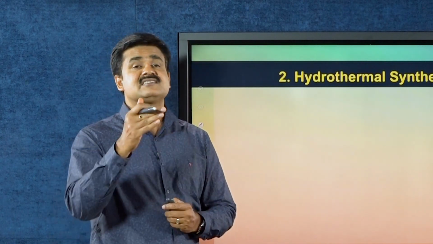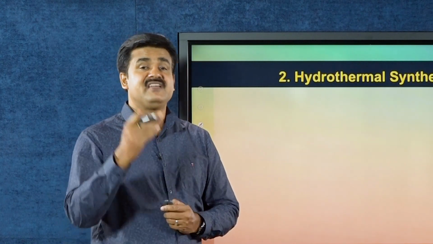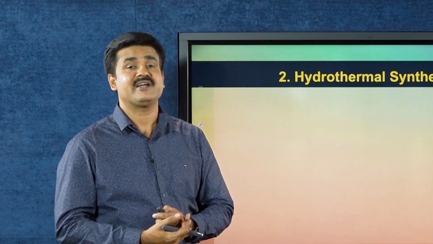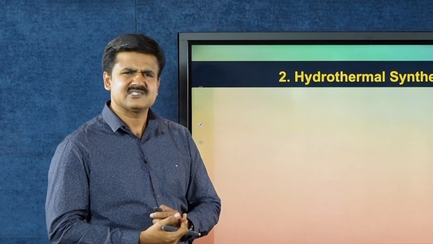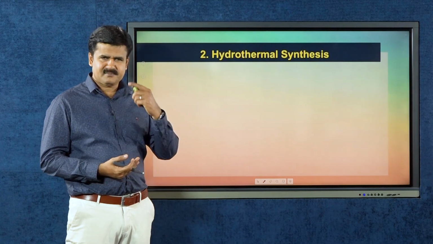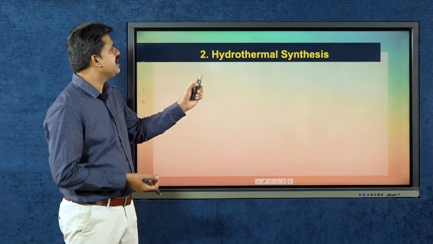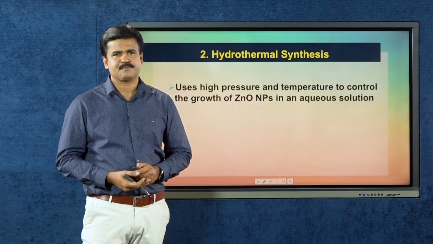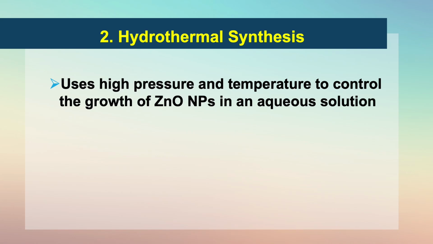So, this requires some specialized instrumentation. We learned about that instrument. That instrument is called autoclave, hydrothermal autoclave, or simply solvothermal autoclave. So, we can enter into the detailed procedure for preparation of zinc oxide nanoparticle by hydrothermal synthesis. Use high pressure and temperature to control the growth of zinc oxide nanoparticle in aqueous solution.